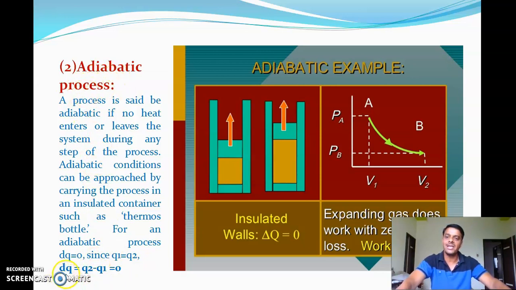Here delta Q is equal to 0. In the isothermal process, delta T, that is T2 minus T1, is equal to 0. And in the adiabatic process, since Q1 is equal to Q2, the difference in heat energy is also equal to 0. Understood? Heat energy remains constant here.